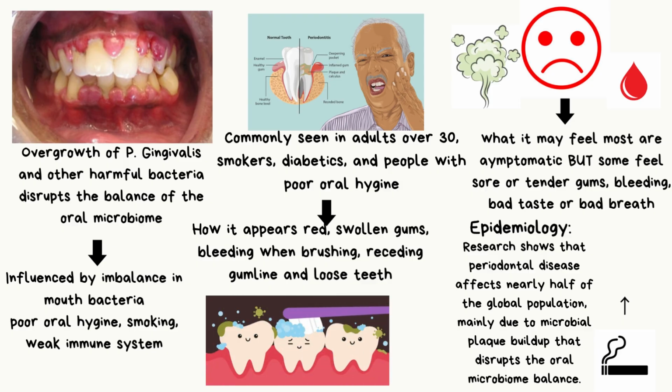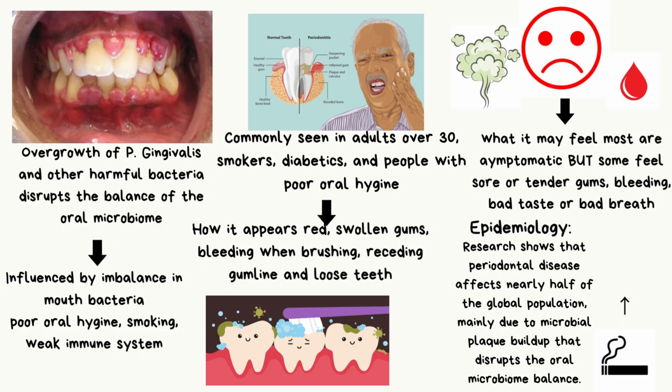Overgrowth of P. gingivalis and other harmful bacteria disrupts the balance of the oral microbiome, influenced by poor oral hygiene, smoking, and a weak immune system. It is commonly seen in adults over 30, smokers, diabetics, and people with poor oral hygiene. How it appears: red, swollen gums, bleeding when brushing, receding gum line, and loose teeth. What it may feel like: most are asymptomatic, but some feel sore, tender gums, bleeding, a bad taste, or even bad breath.